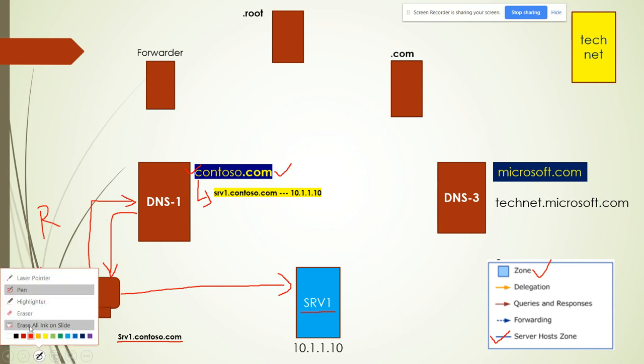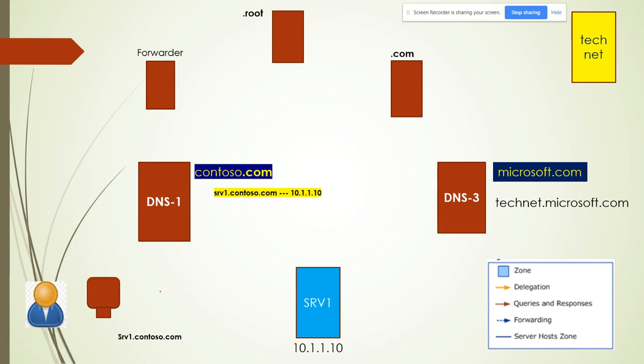In the second scenario, guys, I'm going to talk about what happens if the record doesn't exist on the primary DNS server. Suppose in the next scenario, the client makes a request trying to access technet.microsoft.com. The same thing happens. It will look into the cache. If the information isn't there, then it will send the request to its primary DNS server. Now the primary DNS server reads, what is your query? It says technet.microsoft.com. It says, oh, I don't have this information, but I can help you find it.